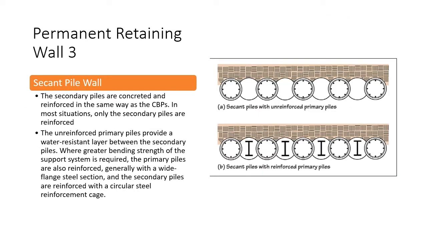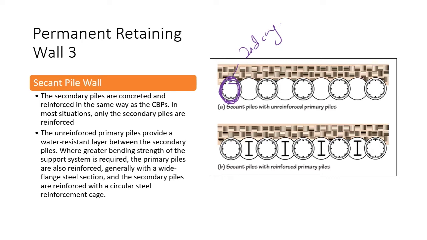The secondary piles are concreted and reinforced in the same way as the CBP. So this is the secondary piles. Only the secondary piles are reinforced. Ini one option. The unreinforced primary piles provide water resistant layer between the secondary piles, where greater bending strength of the support system is required.